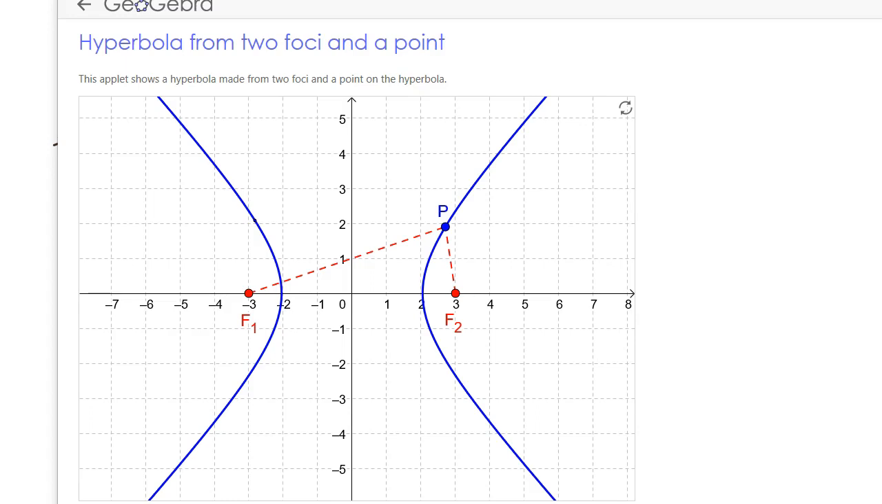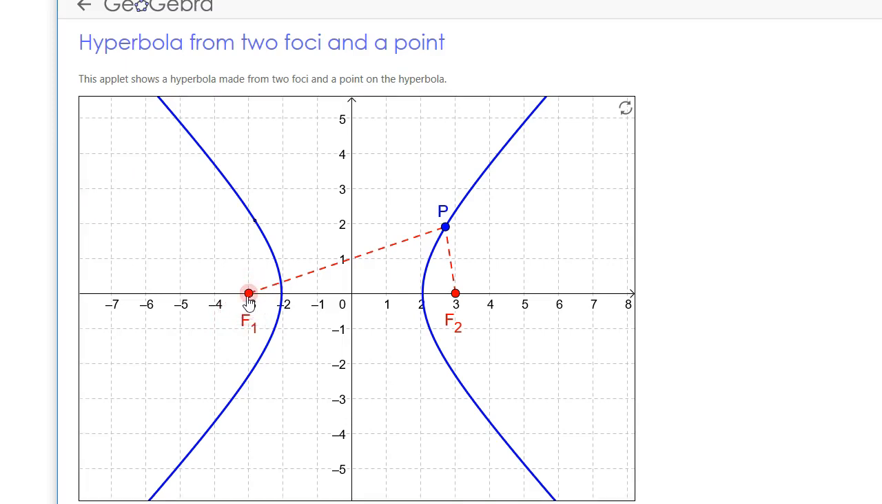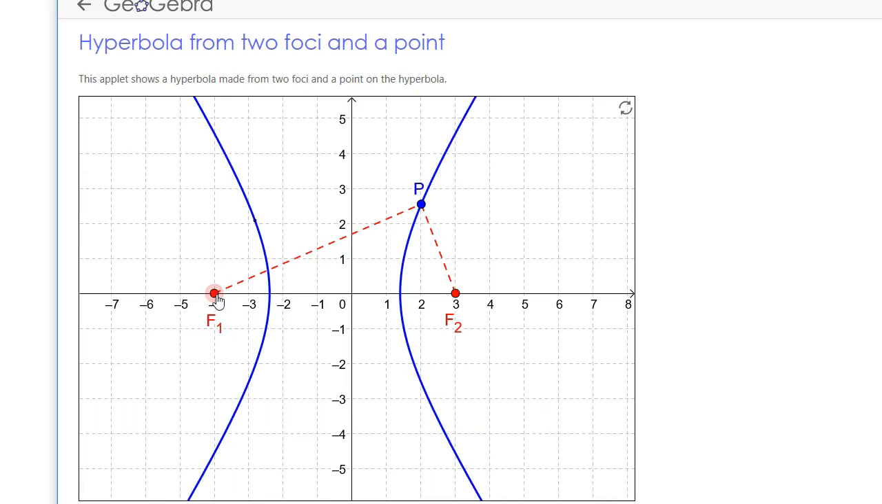The figure shown in blue ink is a hyperbola. Notice that it is made out of two branches. A hyperbola has 2 points called foci, just like an ellipse does. And in this animation, we can control where the foci are located. For instance, I can click this and drag it further to the left.